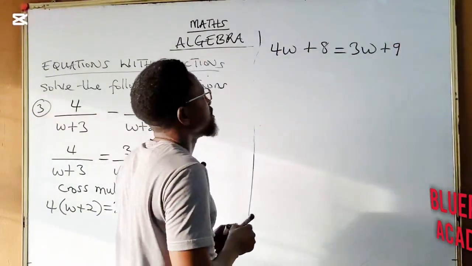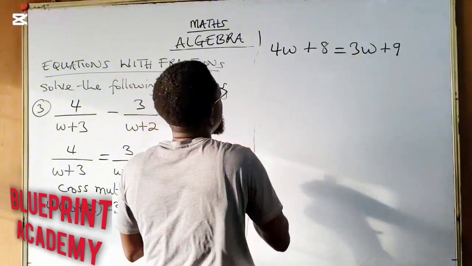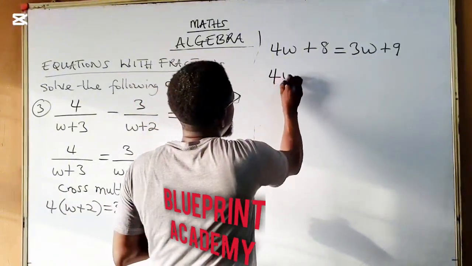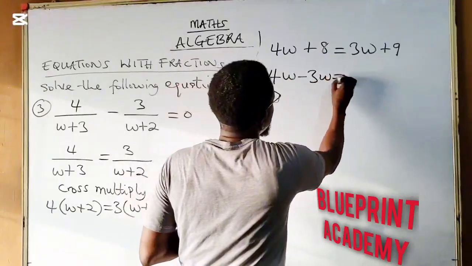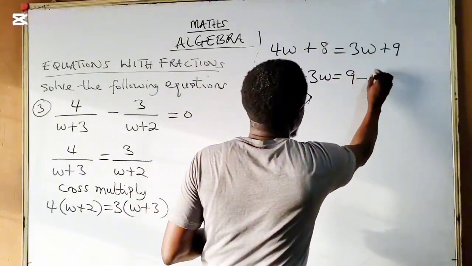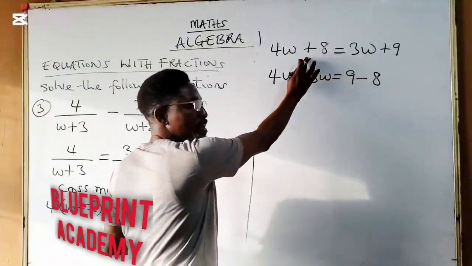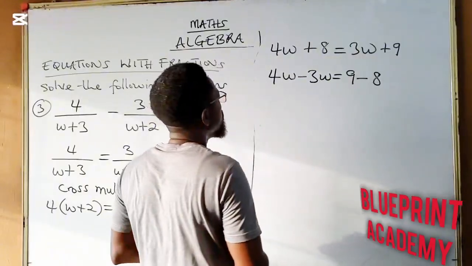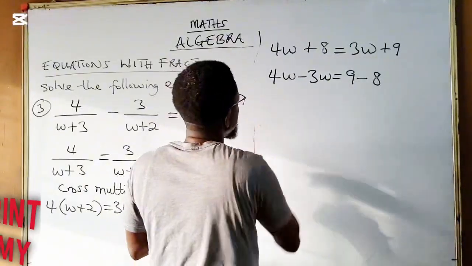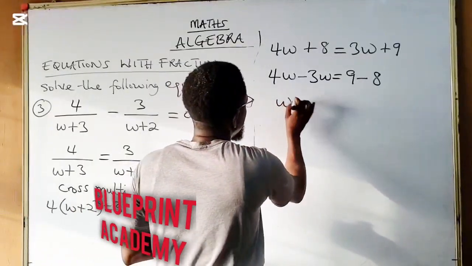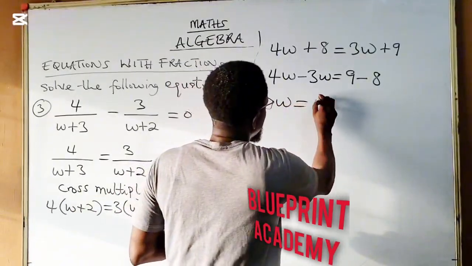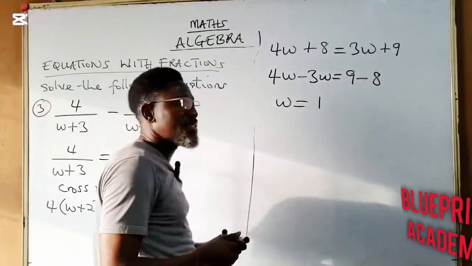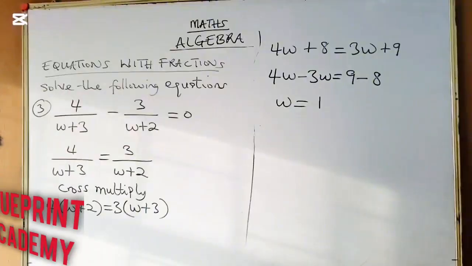Now we collect the like terms. We transfer the 3w across the equality. So we have 4w minus 3w equals 9 minus what? 8. This is plus 8. It crosses the sign of equality, becomes minus 8. So 4w minus 3w will give w, and 9 minus 8 will give 1. So the solution to that is w equal to 1.